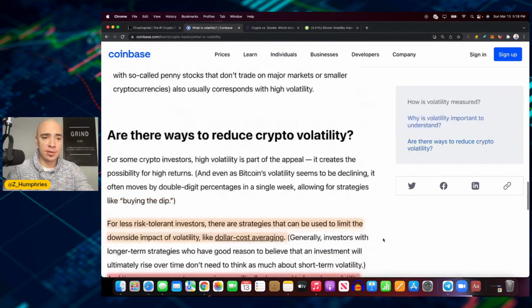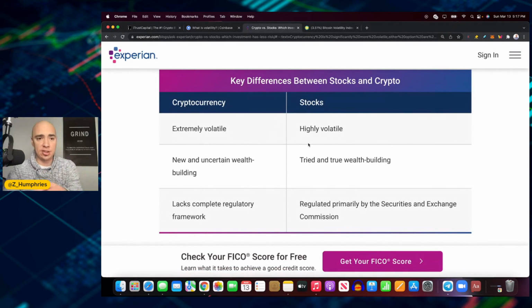Now, when we talk about crypto comparatively to stocks, we're talking about extremely volatile to highly volatile with stocks. Cryptocurrency is new and uncertain wealth building, which also makes it really enticing for new people to come into the space, where stocks are tried and true wealth building over time, right? You're looking for those 7, 8, 9, 10% gains year over year, where you could see that in 5 minutes in crypto, right?